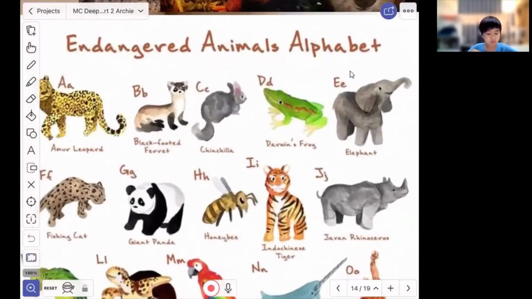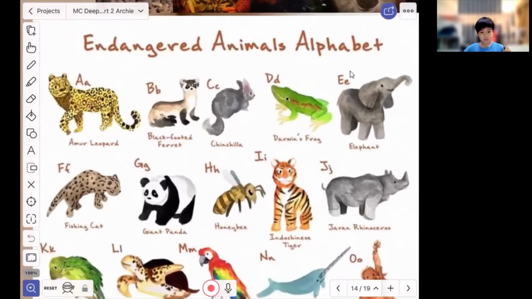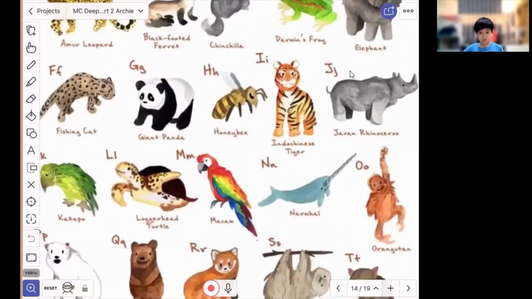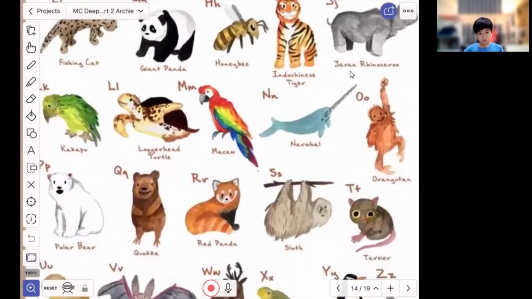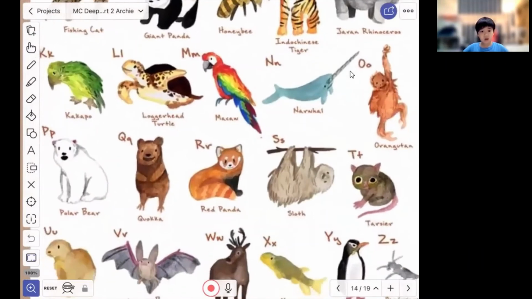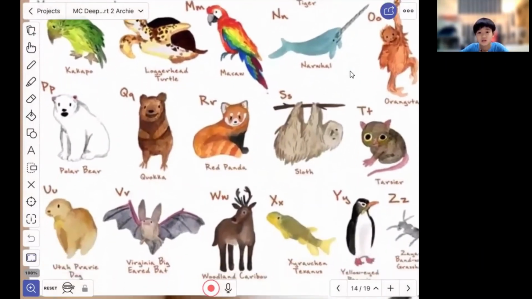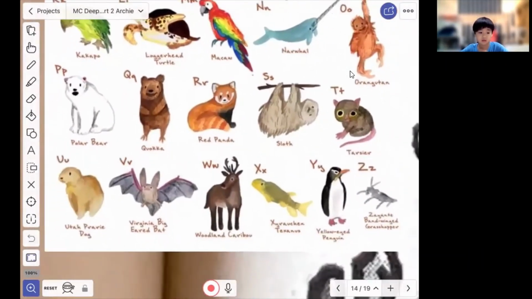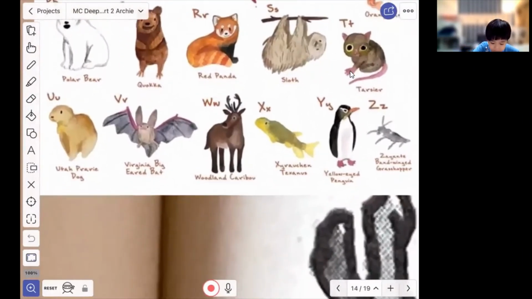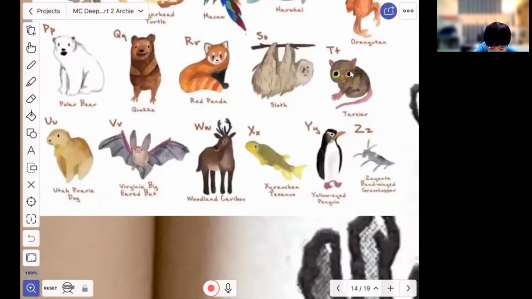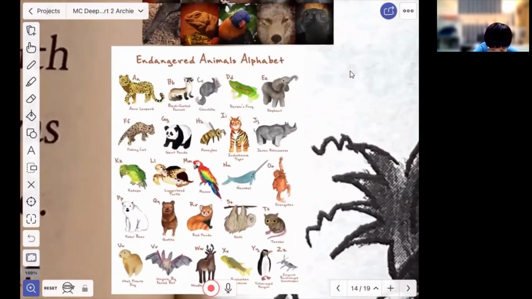So there's an elephant and a leopard. There's a certain kind of frog. There's the giant panda. There's a certain kind of turtle and an orangutan and a polar bear, a sloth.